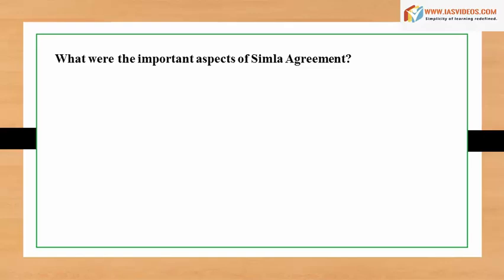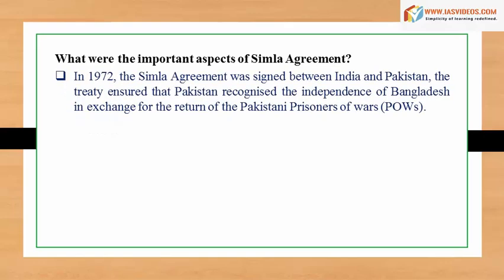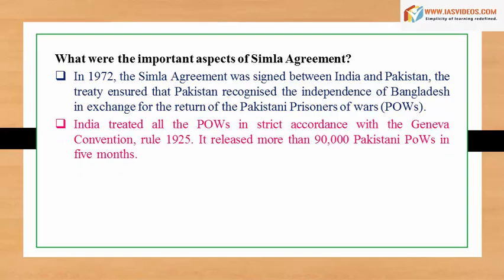What were the important aspects of the Shimla Agreement? In 1972, the Shimla Agreement was signed between India and Pakistan. The treaty ensured that Pakistan recognized the independence of Bangladesh, in exchange for the return of the Pakistani prisoners of war. India treated all the prisoners of war in strict accordance with the Geneva Convention, 1925. It released more than 90,000 Pakistani POWs in 5 months.